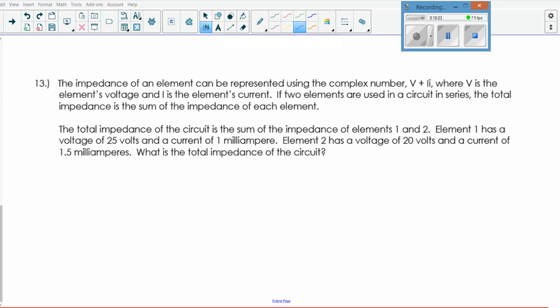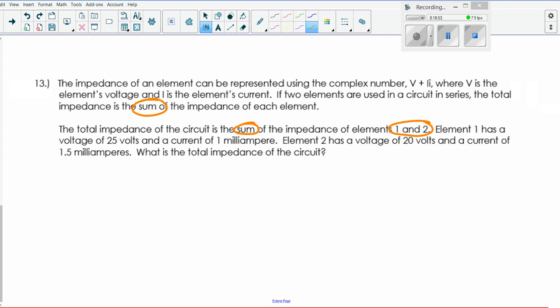Alright, last problem. The impedance of an element can be represented using the complex number V plus Ii, where V is the element's voltage and I is the element's current. If two elements are used in a circuit in a series, the total impedance is the sum of the impedance of each element. So, sum. The total impedance of the circuit is the sum of the impedance of elements 1 and 2. So, you're adding elements 1 and 2.